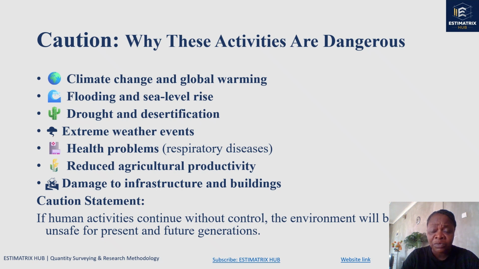Then we see reduced agricultural productivity. It's reduced because when the land is deserted and cannot be used again, what are we going to plant? Which land are we going to use? Where are we going to plant? So we make sure that we don't use too much fertilizer. We don't burn all these trees. Instead, we plant more trees.